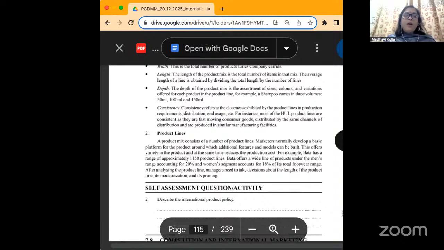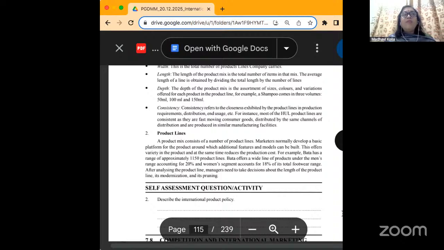And then, of course, an equally important aspect is the consistency. So, what is this consistency about? Consistency refers to the closeness exhibited by the product line in production requirements, distribution, and end usage. If you were to consider the same example of HUL, their product lines are more or less consistent as they are fast moving consumer goods, FMCGs. They are distributed through the same channels of distribution and are produced in similar manufacturing facilities. Therefore, you will not see much variation. There is a high level of consistency across HUL products.